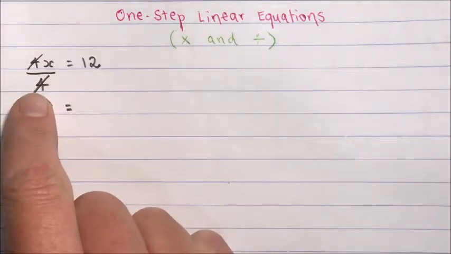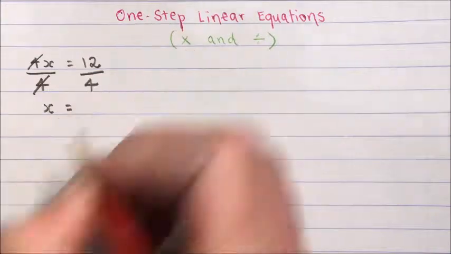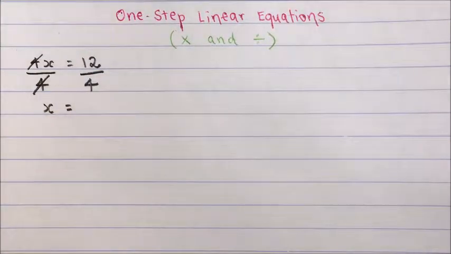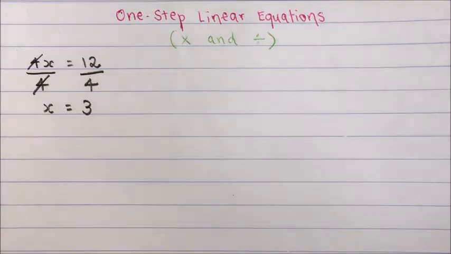But if I divided that side by 4, I need to divide that side by 4. And 12 divided by 4 equals 3. So those ones are pretty easy. It becomes a little trickier when we're dividing x.